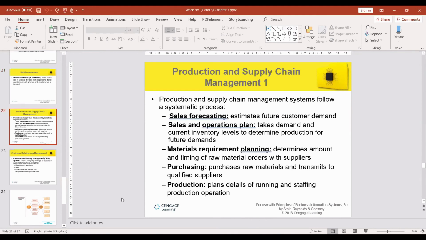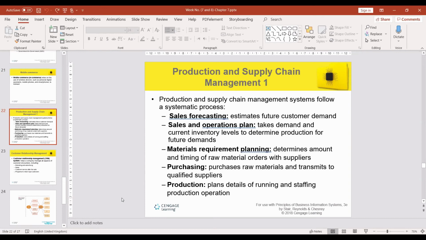Okay, next is production and supply chain management. Production means where you create your product. Supply chain is a complete chain from start to end: how you deliver your product. So production and supply chain management system. We are talking about a system here. So in this system, what are the steps?